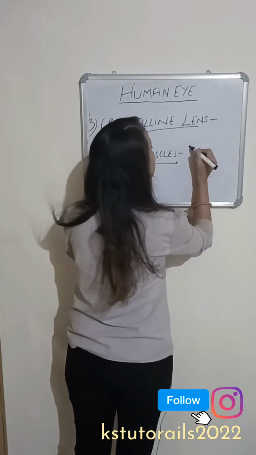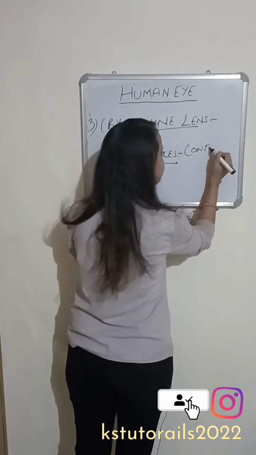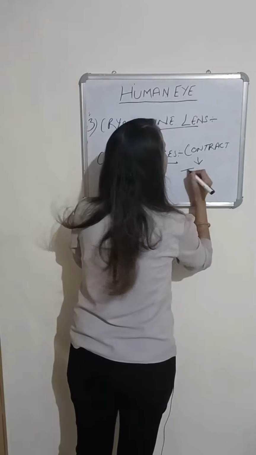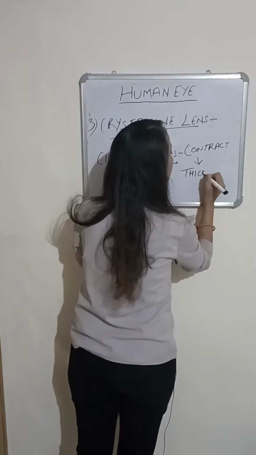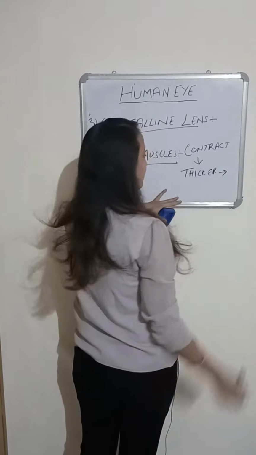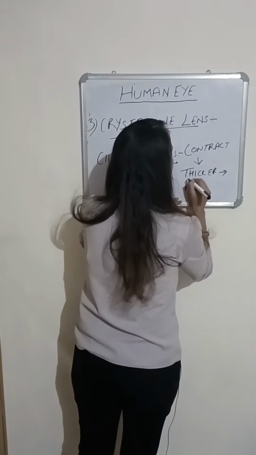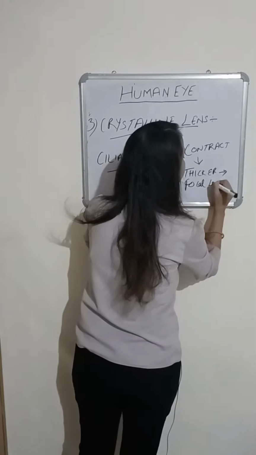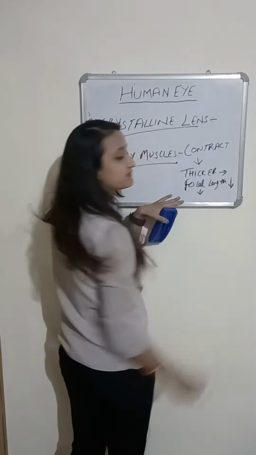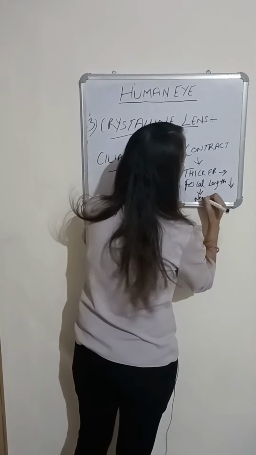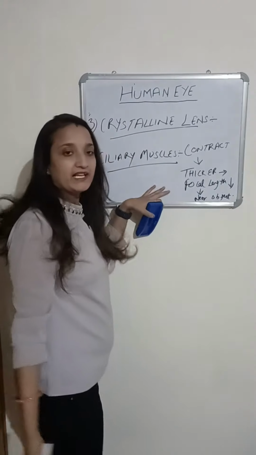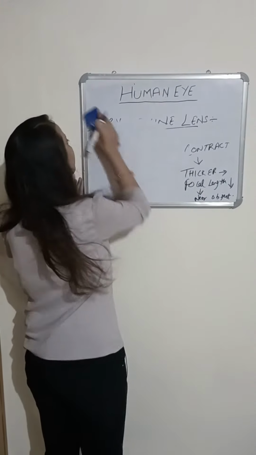Now, if we want to see the closer object, then what happens? Then the ciliary muscles contract. When they contract, the lens automatically becomes thicker, which consequently decreases the focal length. Focal length decreases and it helps us to see the nearer objects clearly. Is that clear? Okay.